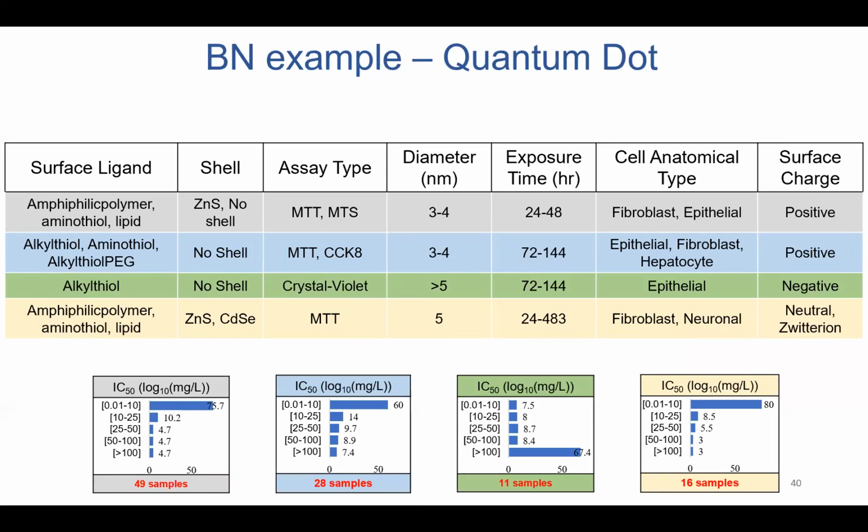So what you see is that you can look at a combination of evidence variables. Now these are evidence variables: surface ligand, shell, assay type. You can provide some evidence and then see how toxic that evidence is, how toxic that combination is. So if you look at the first row, it says that MTT assay, zinc selenide, and amphiphilic polymer, they're actually quite toxic. The lower the IC50 value, the more toxic it is.